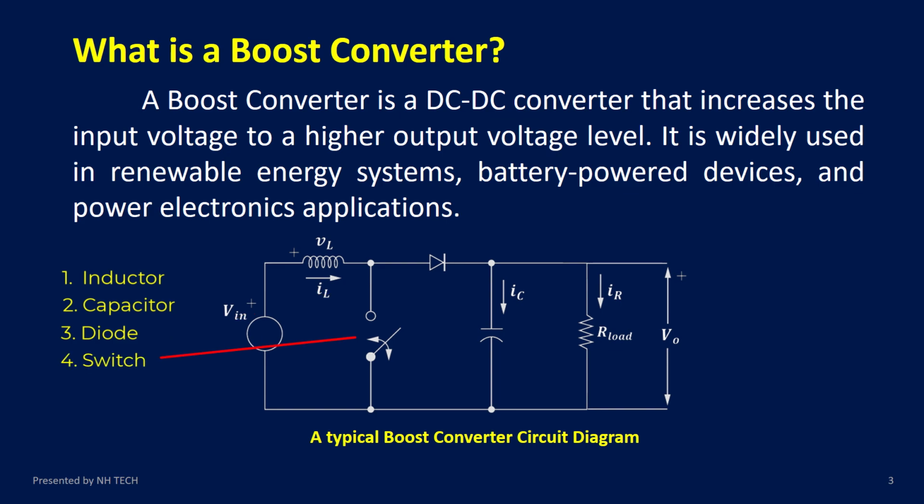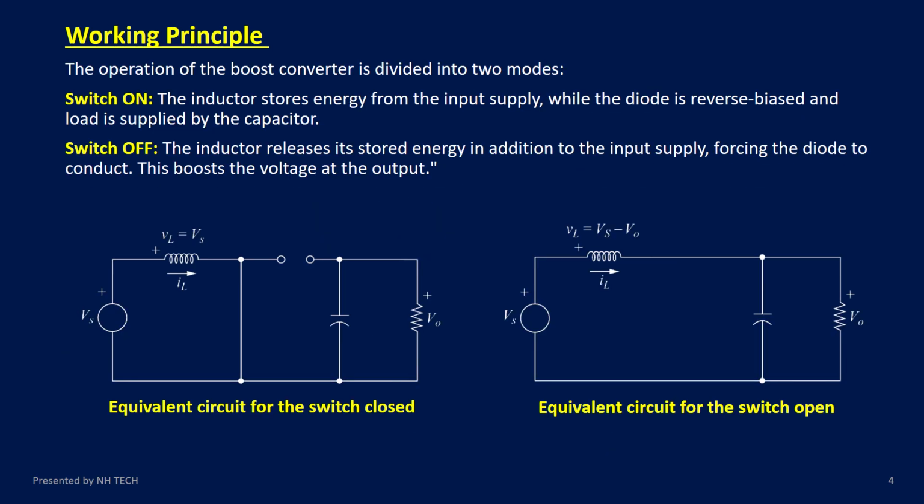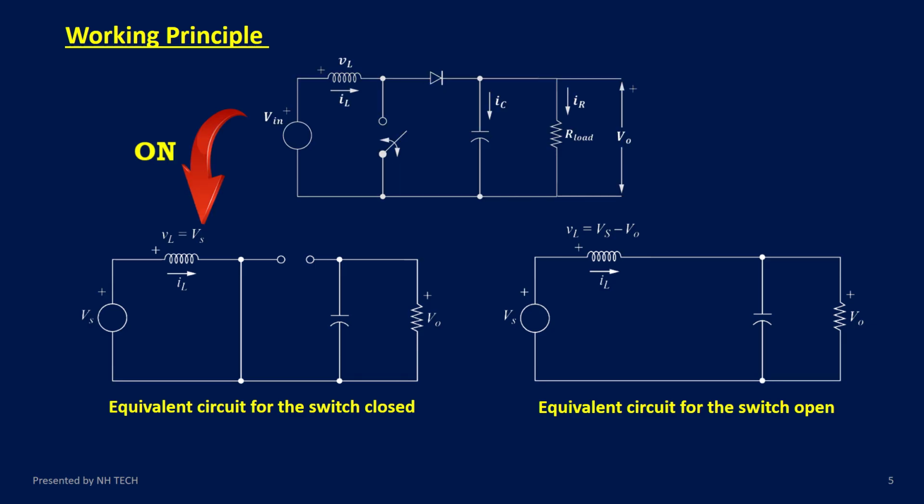The basic boost converter circuit consists of four main components: the inductor, the capacitor, the diode, and the switch. The switch is usually implemented using a MOSFET, an IGBT, or sometimes even a BJT depending on the application. The operation of the boost converter can be explained in two modes, depending on whether the switch is turned on or turned off.